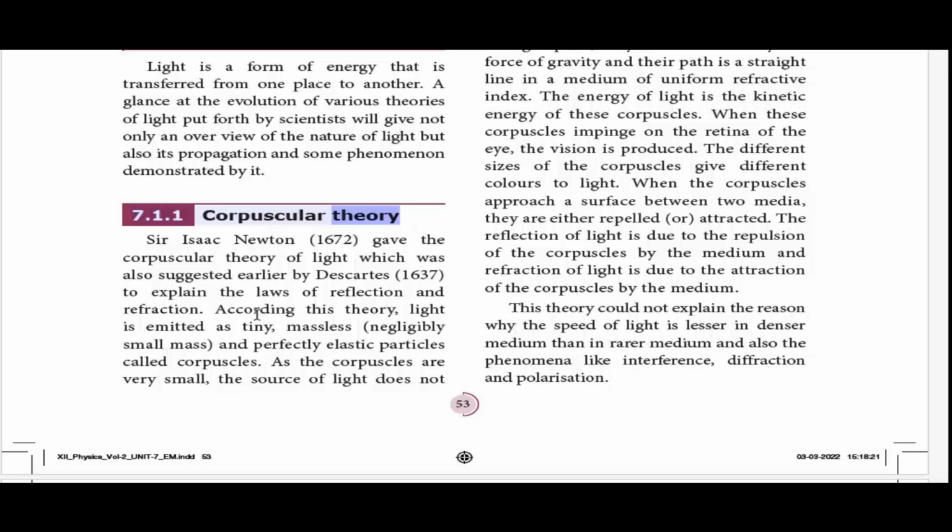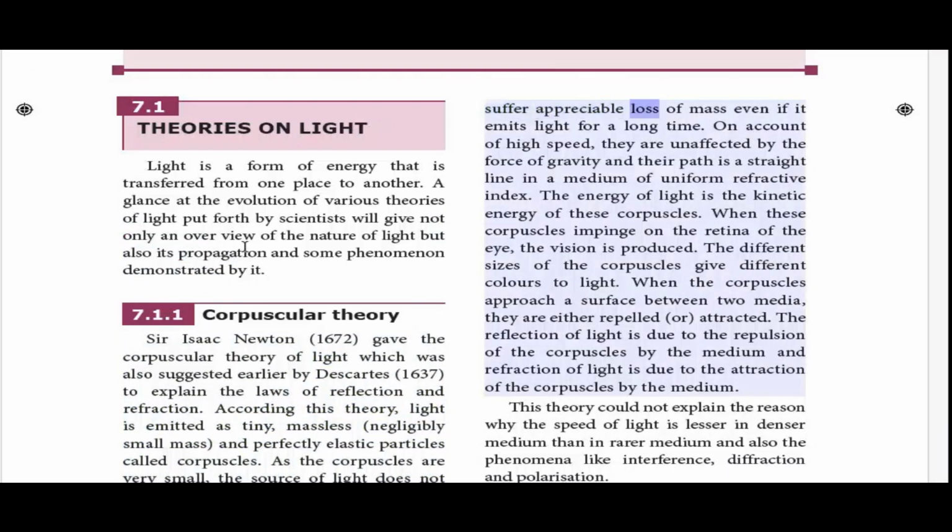7.1.1 Corpuscular theory. Sir Isaac Newton, 1672, gave the corpuscular theory of light, which was also suggested earlier by Descartes, 1637, to explain the laws of reflection and refraction. According to this theory, light is emitted as tiny, massless or negligibly small mass, perfectly elastic particles called corpuscles. As the corpuscles are very small, the source of light does not suffer appreciable loss of mass even if it emits light for a long time.